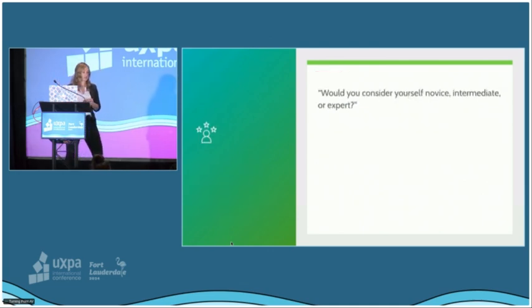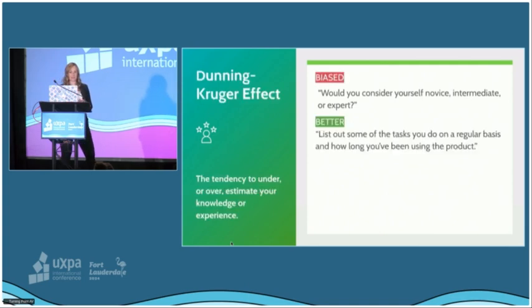Would you consider yourself a novice, an intermediate, or an expert? We don't know what we don't know. So we tend to be really poor about estimating what we know. Even if we are the expert in our peer group, we may be in the low-level peer group, and that might not even quite hit intermediate. This is the Dunning-Kruger effect: the tendency to under- or overestimate your knowledge or experience.